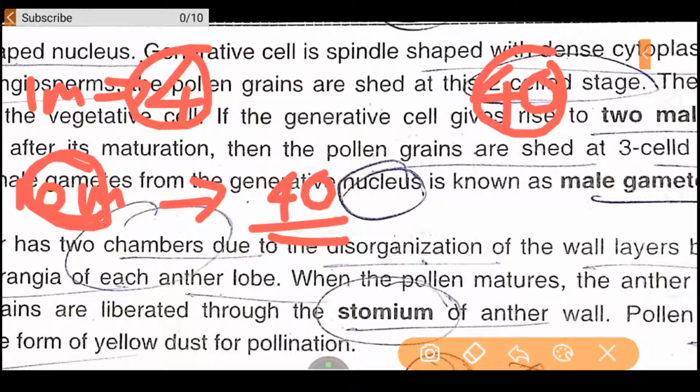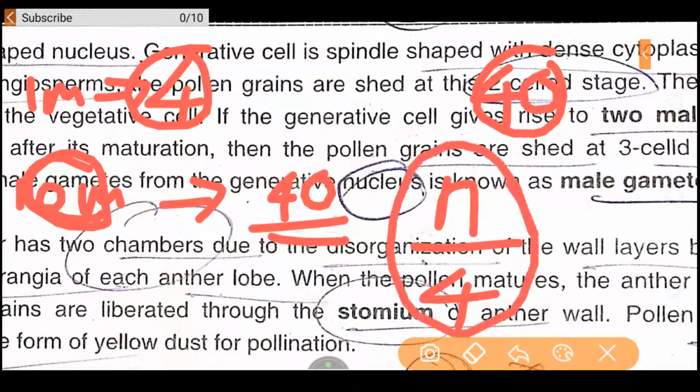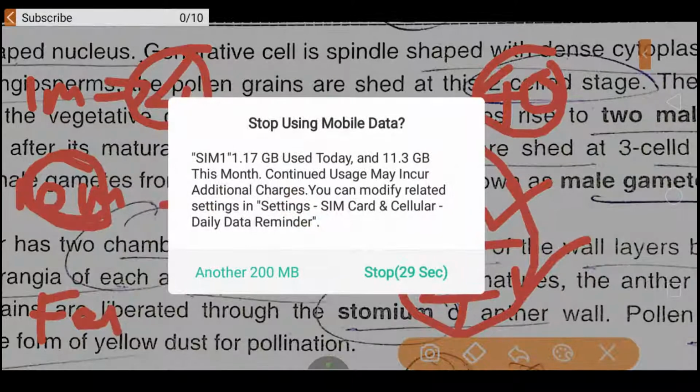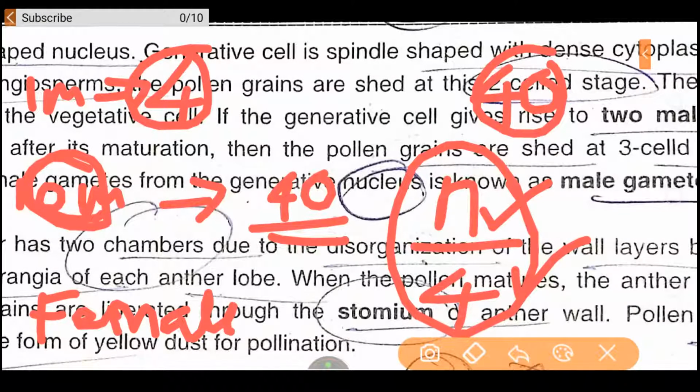Actually, what you are doing is number of pollen grains divided by 4. This is the formula you have to use: number of pollen grains divided by 4. In case of female, use the n itself. That will be done in the next session.